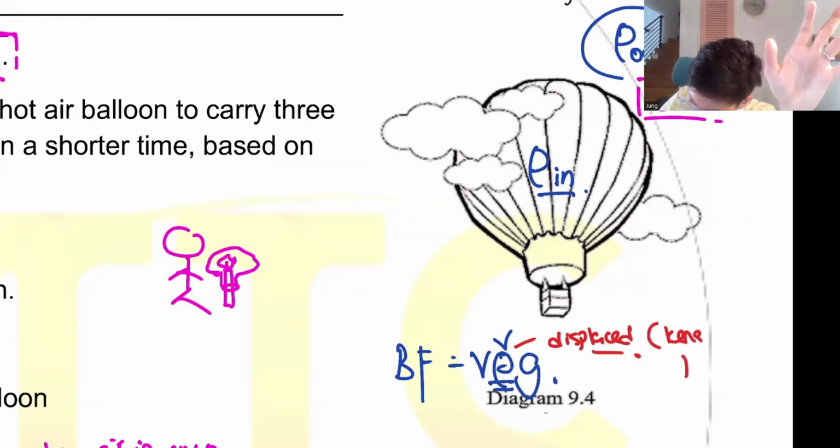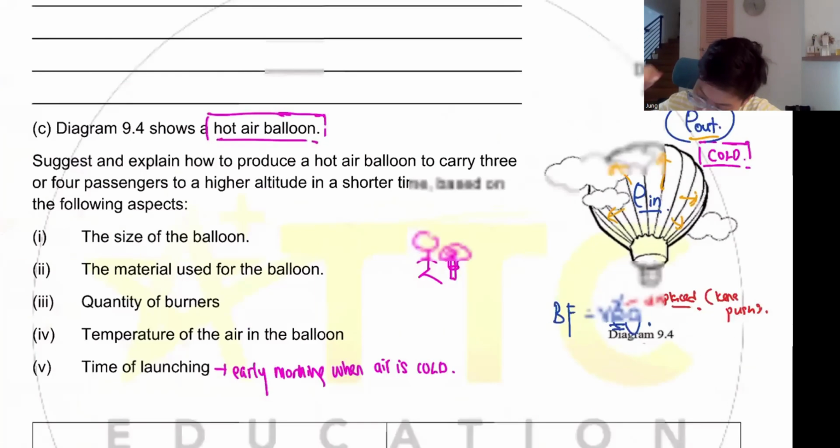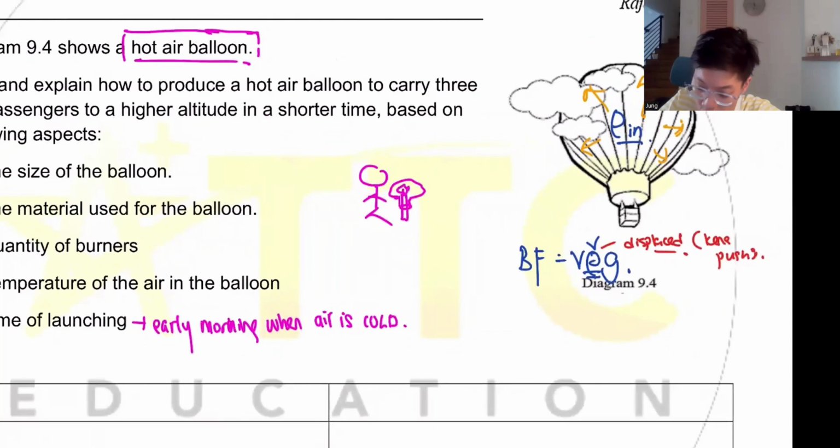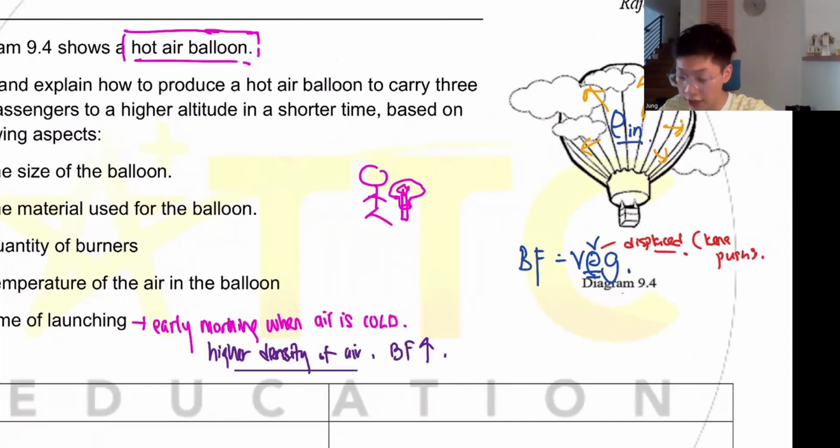Displaced means pushed. So when you have a hot air balloon, it is pushing outwards, right? So the air that gets pushed is the cold air. When in the early morning the surrounding air temperature is cold, you will have a higher density of air, and therefore your buoyant force is higher. That's why your hot air balloon is more likely to float when the surrounding density is higher. So this is your cold air outside, and this is the density of the outside.